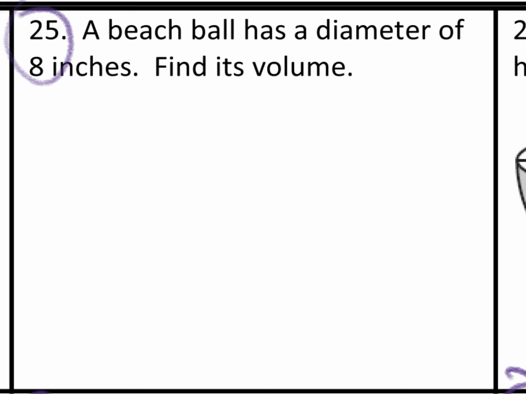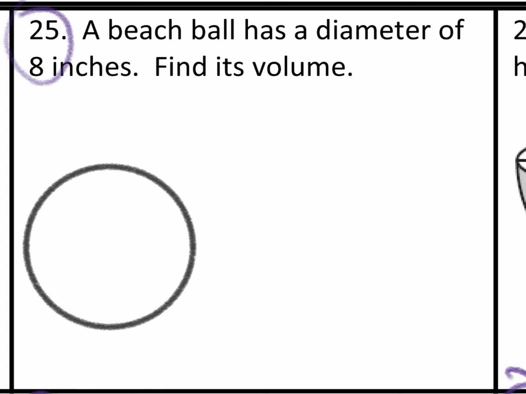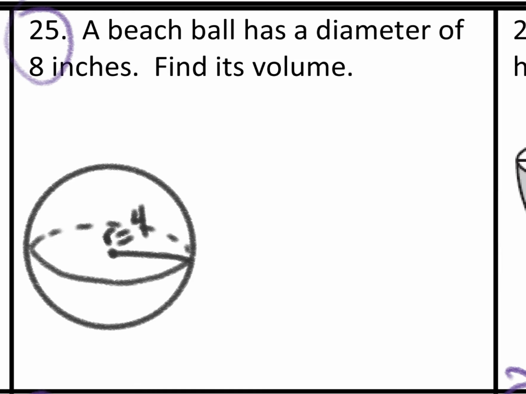So first what we want to do is I like to draw a picture, so I'm going to draw a quick picture of a beach ball here. A beach ball kind of looks like a sphere, so that's what I'm going to draw there. And then it says it has a diameter of 8 inches, so what that means is my radius is going to be half of that, or I'm going to have a radius of 4.